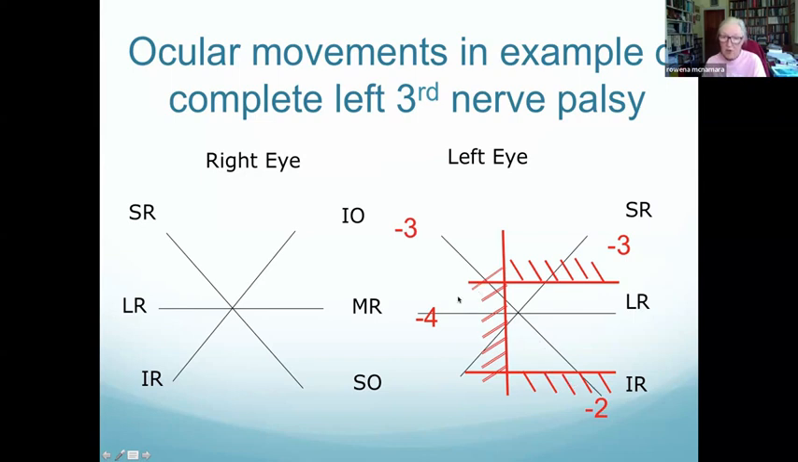It's not the same defect in each position, so there's a greater amount of defect. So there's a -4 in adduction, but his down gaze is a little better. So we only gave it -2. So that is a diagrammatic way that you can summarize without having to write it out in words. So it's a good, quick way of representing your results.